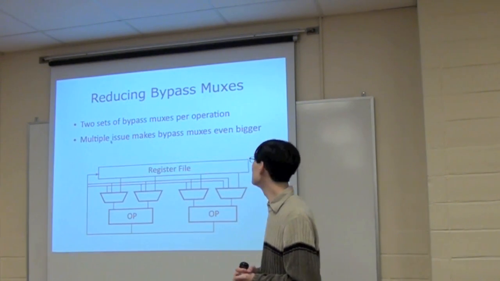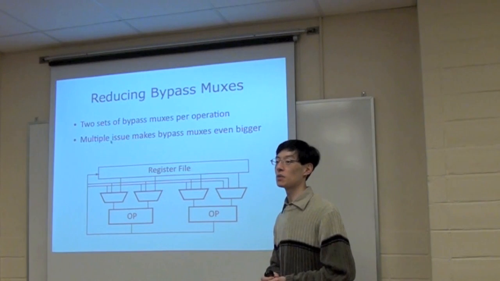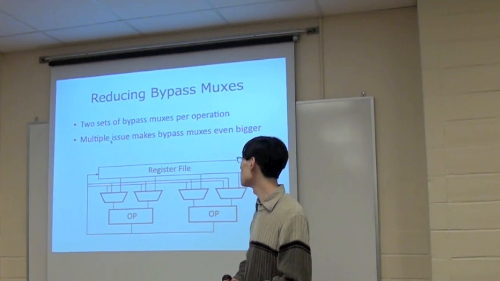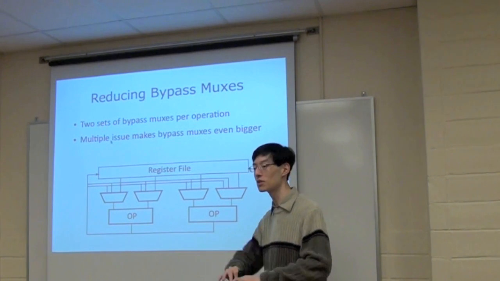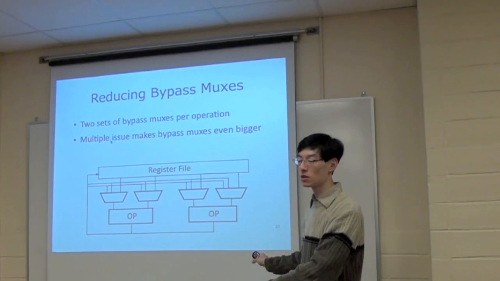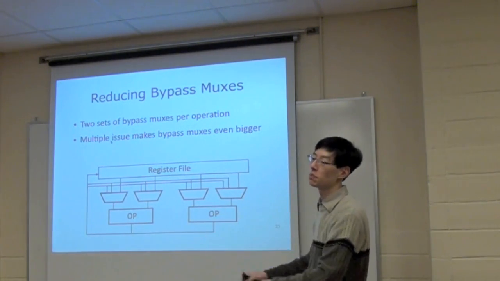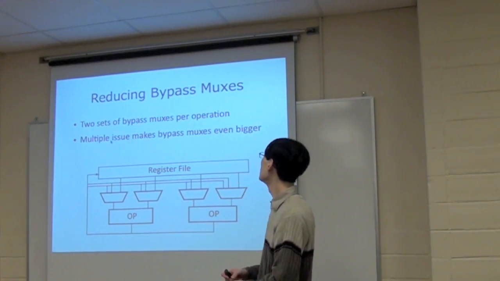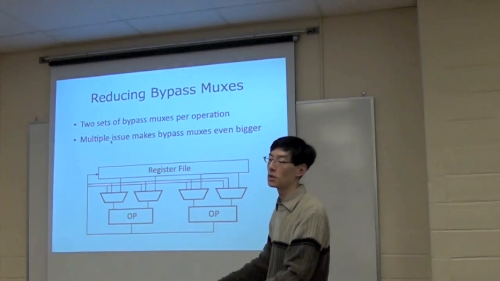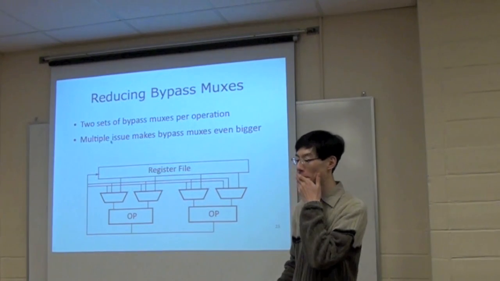Our third example involves multiplexers. The bypass network of an out-of-order processor consumes quite a few multiplexers, and we want to try and reduce that by changing the microarchitecture. So in a typical core, we might have 2 bypass multiplexers per ALU because each ALU has 2 operands. Multi-issue machines just make this worse by making the multiplexers bigger, but you still have 2 multiplexers per operation.